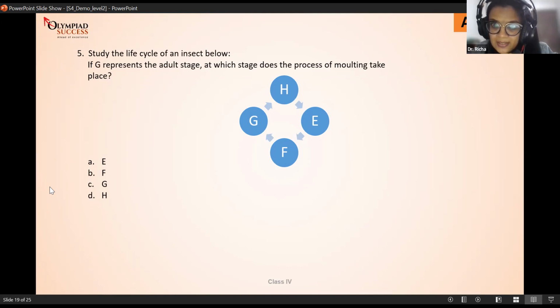Advik, correct. Srijan, Siddheshwar, Shanai, Swaroop, Nidhi, Srijan, all of you are correct. It is F. The adult lays eggs. From the egg comes the nymph. The nymph will undergo molting and it will turn into an adult.